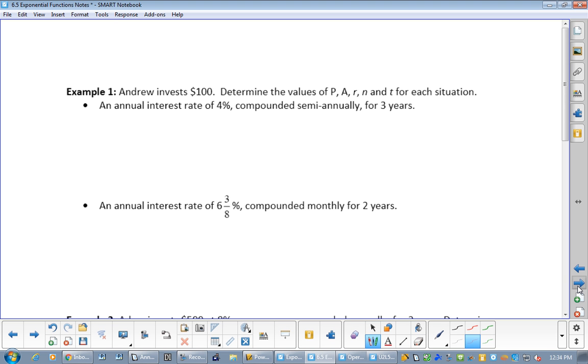Now, Andrew invests $100. Determine the values of P, A, i, n, and t for each situation: an annual interest rate of 4% compounded semi-annually for 3 years. Andrew invests $100. That is my initial amount. So this is my P.